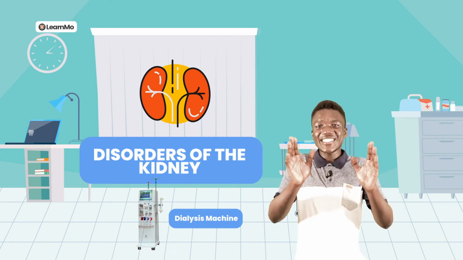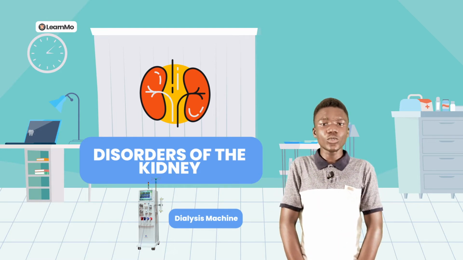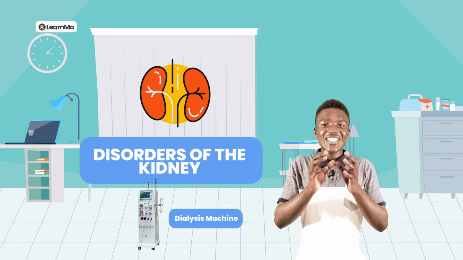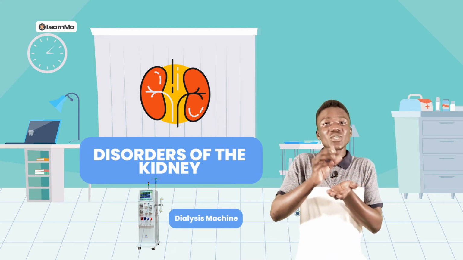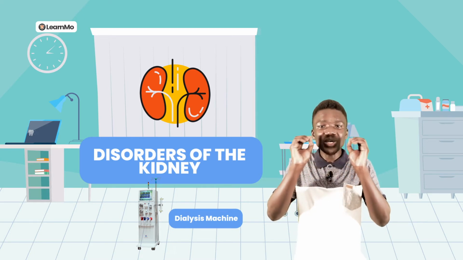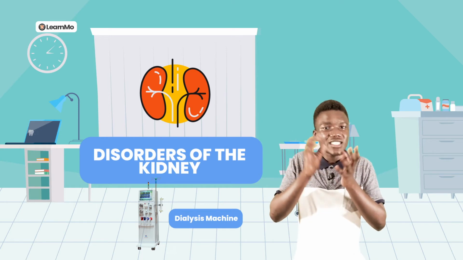The dialysis machine contains dialysis fluid which has salts and glucose in water. The salts and glucose have equal concentration to that of normal blood to prevent glucose and important salts from diffusing out of the patient's blood.